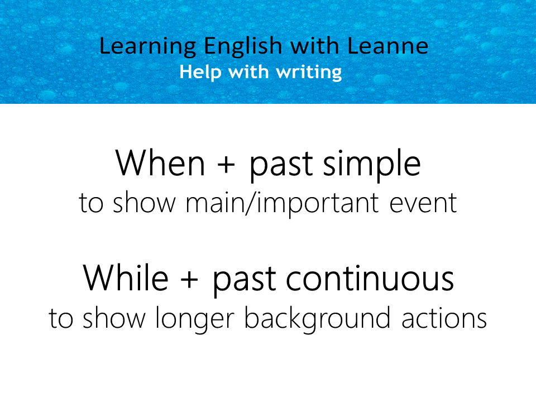Use when with the past simple to show the main or important event in your sentence, and while with the past continuous to show the longer background actions, what was happening at the time when something important happens. When and while can be used in other ways, but start by trying to write with the main event and to show longer actions.